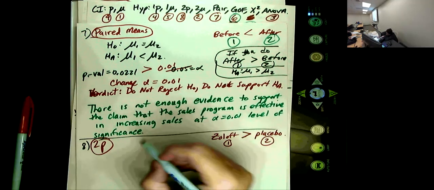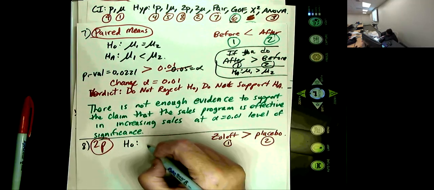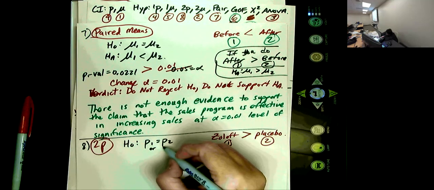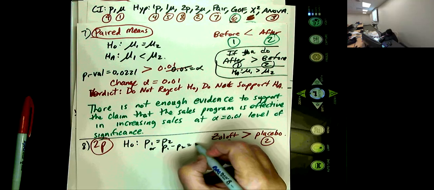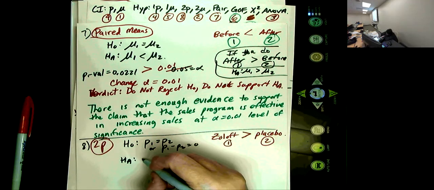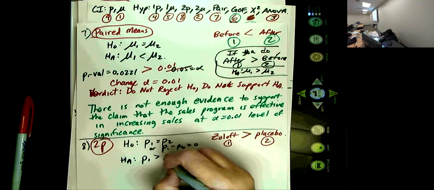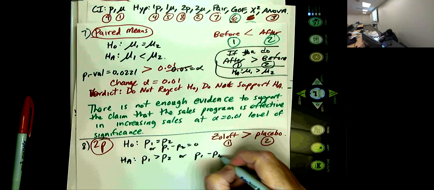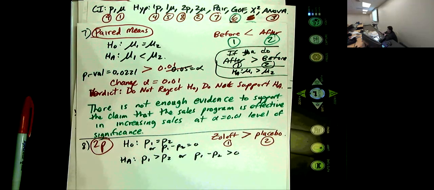And this allows me to say H naught would be P1 equals P2, or P1 minus P2 equals 0. And HA for my setup is P1 is greater than P2, or P1 minus P2 is greater than 0. Again, if you labeled placebo 1 and Zoloft 2, the sign changes. So the group indicator matters.